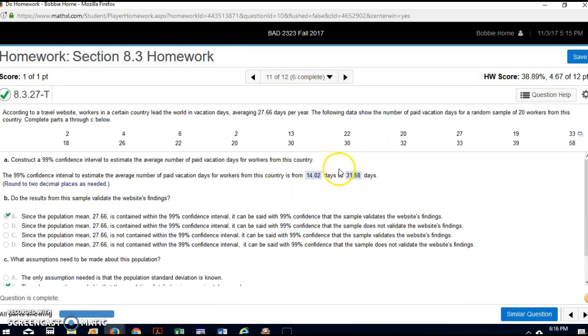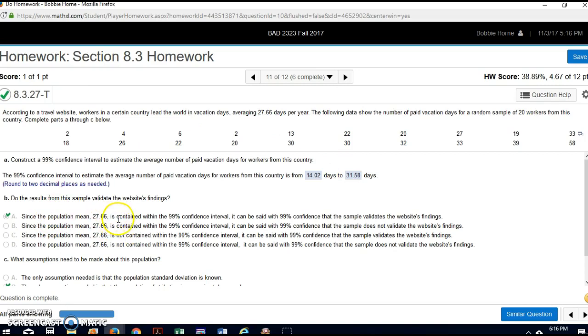And these are our findings. And then it says, do the results from the sample validate the website's findings? Well, the website's at an average of 27.66. If that falls in between here somewhere, then yes, it would be supported. If the average was not within the upper and lower, then no, it would not support it.